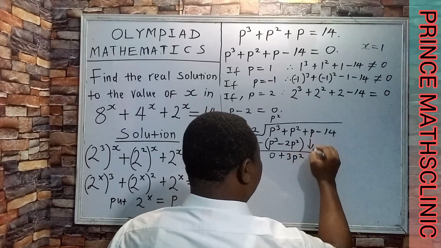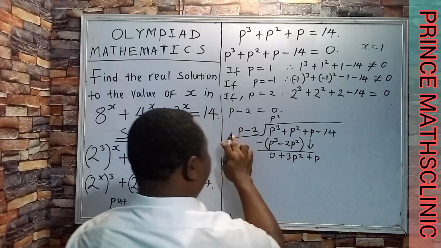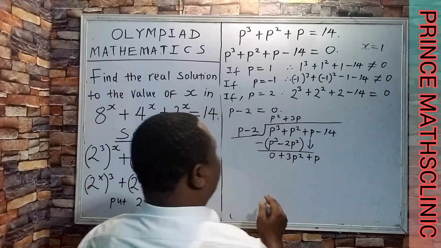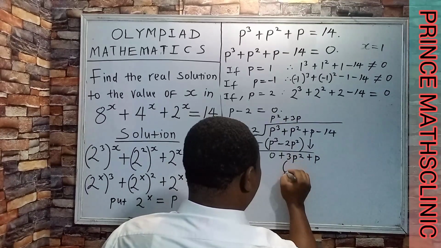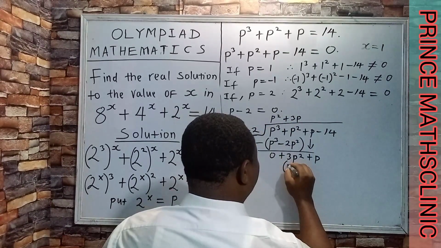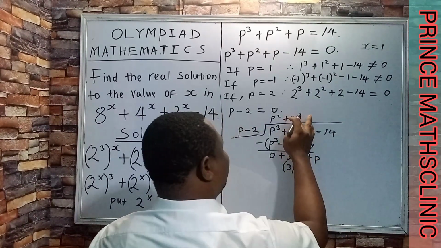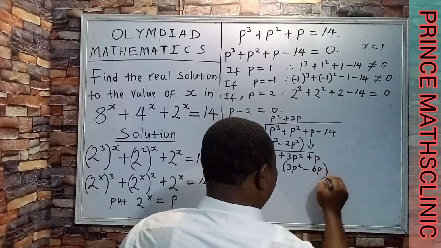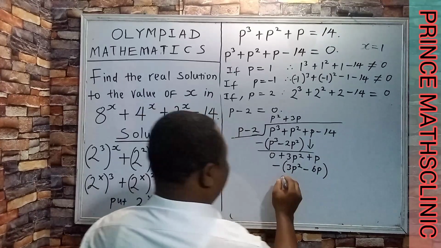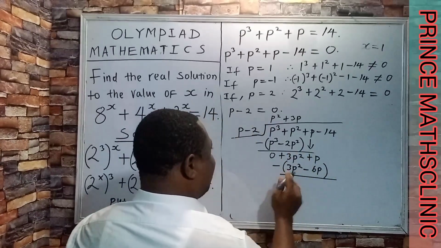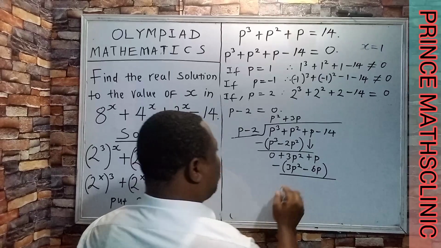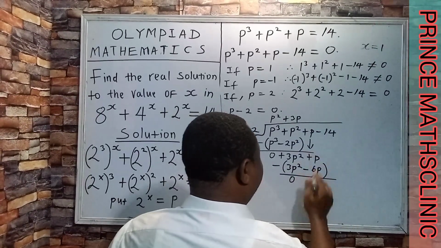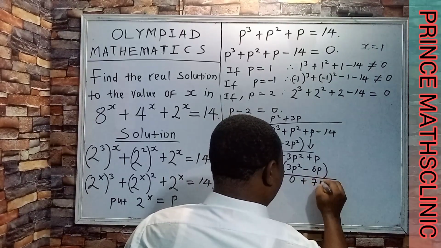Then I'll bring this positive p down. So p plus 3p will give me plus 4p, right? So use plus 3p, multiply this now. You get 3p squared. Then 3p times minus 2 is minus 6p. Then put the negative here. Then 3p squared minus 3p squared will give us 0. Minus times minus will give us plus. So if you add p to 6p, you get plus 7p.